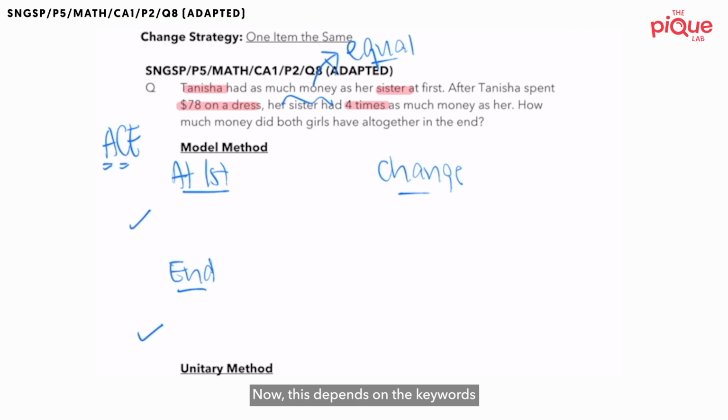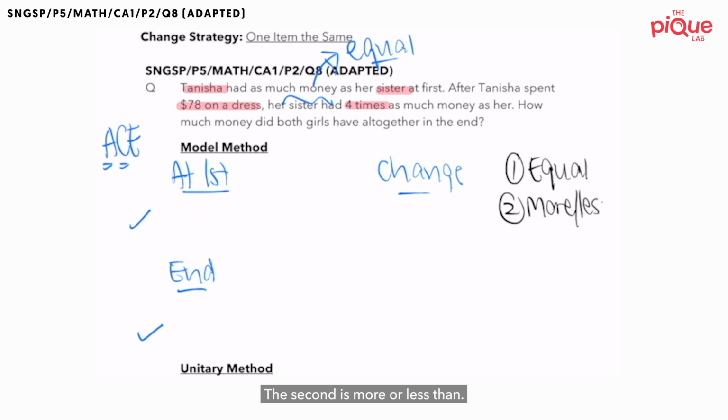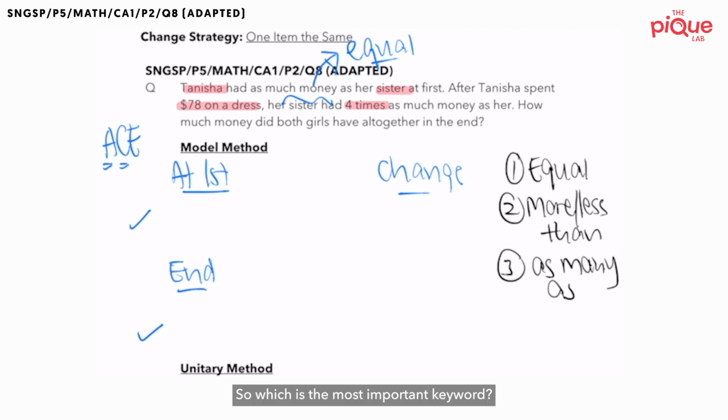Now, this depends on the keywords that we have in the question. And I'm going to share with you 3 key phrases which we need to look out for to determine whether we start from the at first model or the end model. So the first is equal. The second is more or less than. And finally, the third is as many as. So which is the most important keyword? The most important keyword is equal, followed by more than, less than, and the least important is as many as.